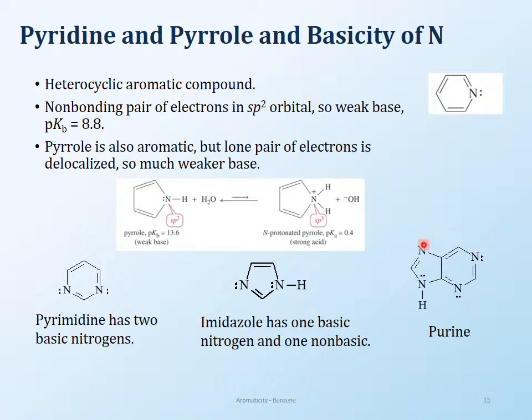Similarly, you can look at purine also and then decide which nitrogen is going to be basic and which one is not, which is involved in aromaticity, which one is not. Of course, generally you can see the one with the hydrogen has the electrons that are participating in aromaticity.